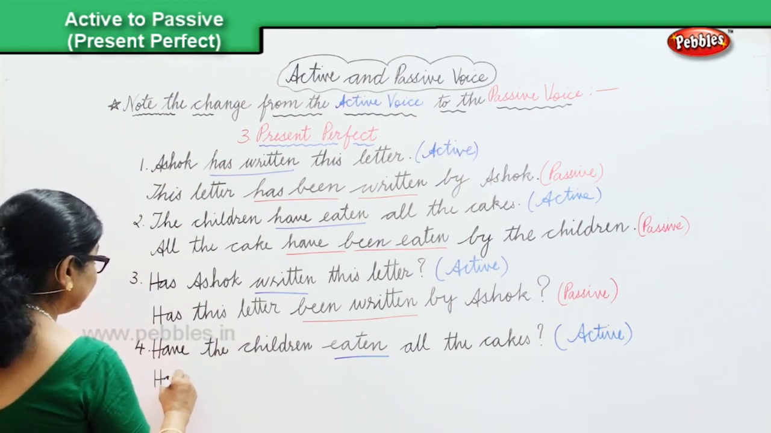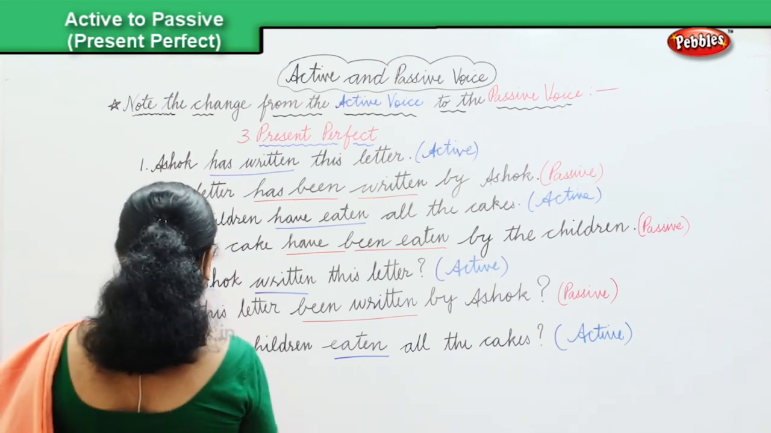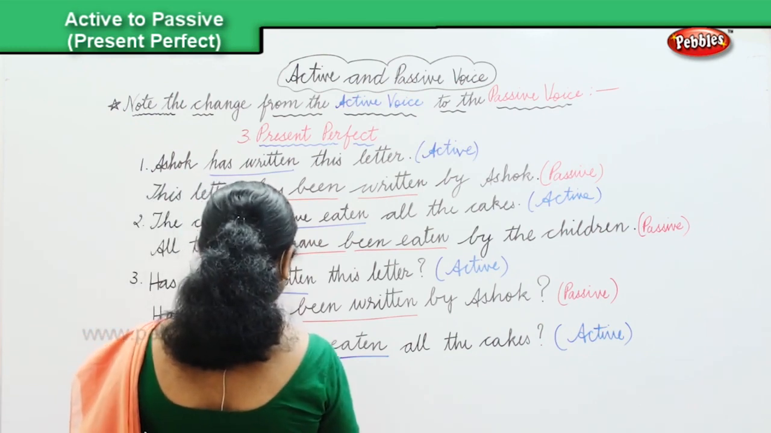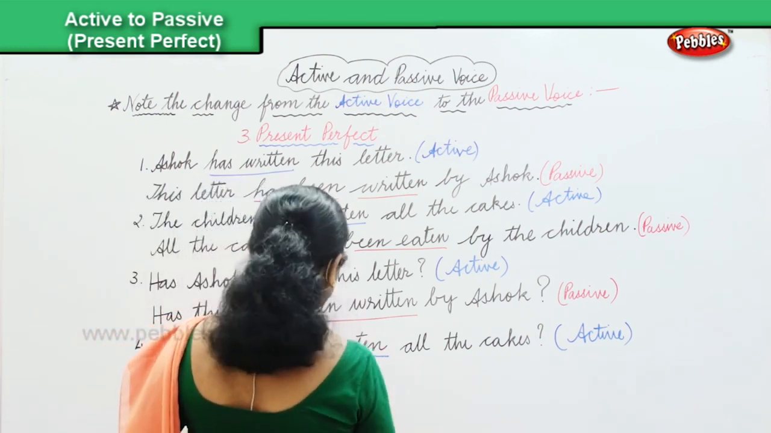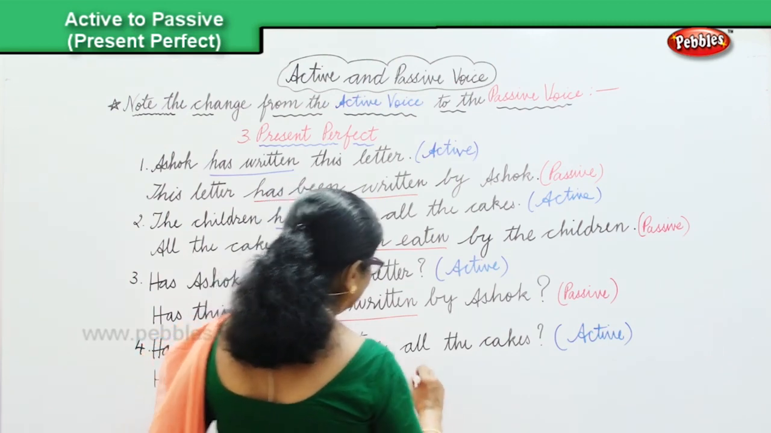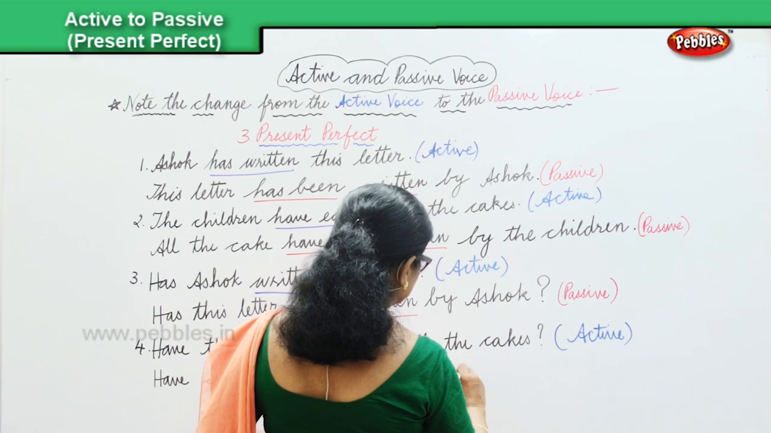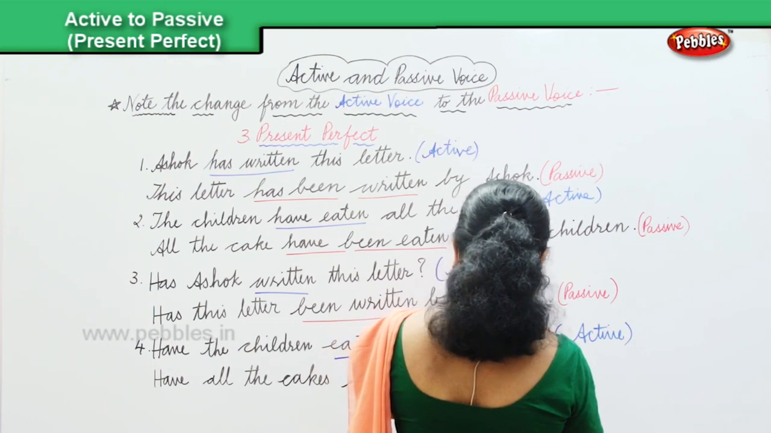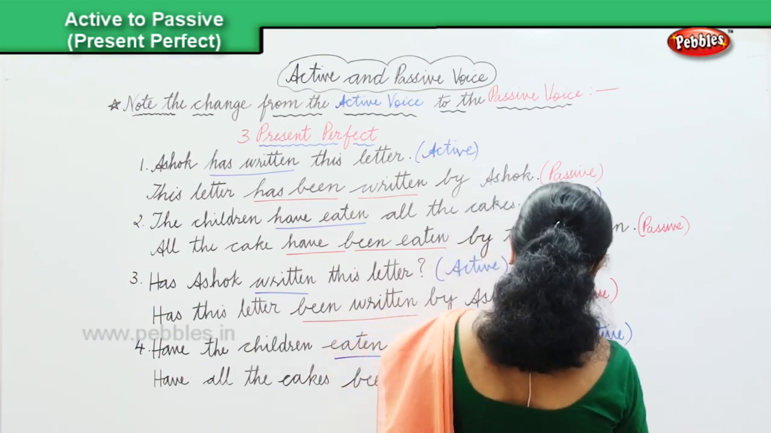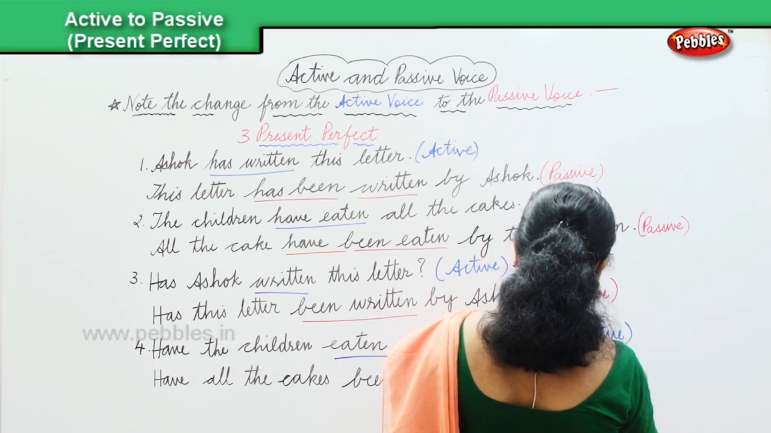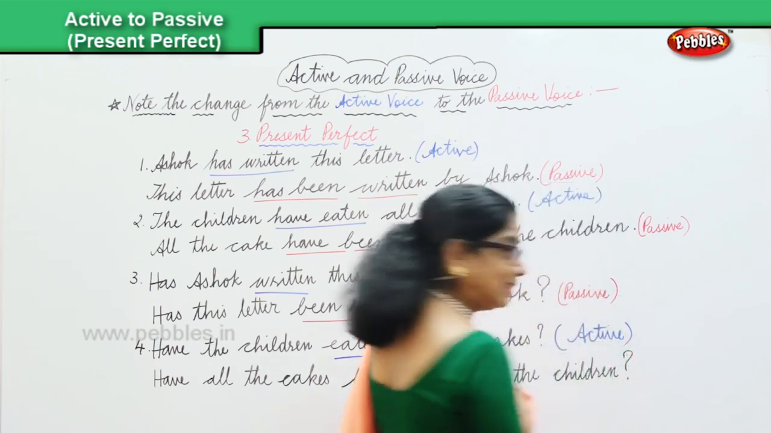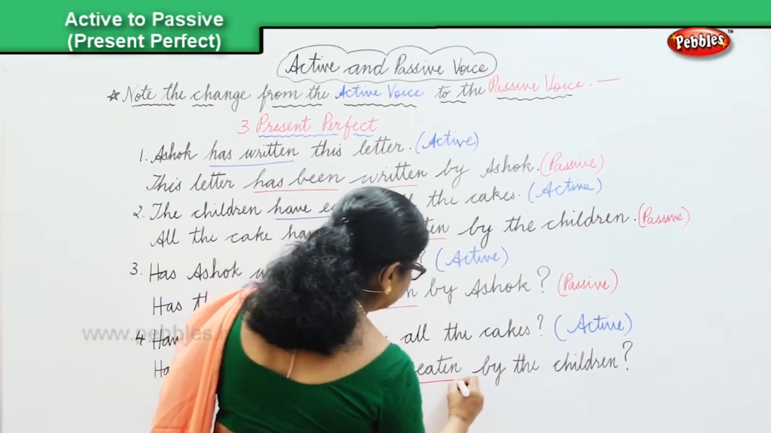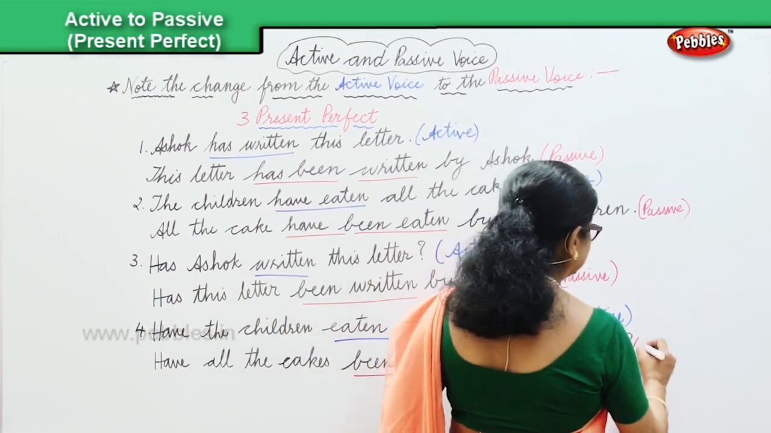Have all the cakes been eaten by the children? Question. And that's in the passive. And look at the verb, been eaten. And that's in the passive.